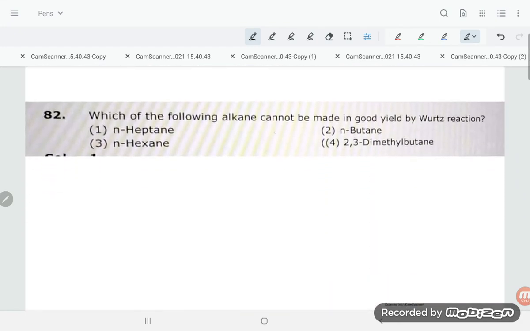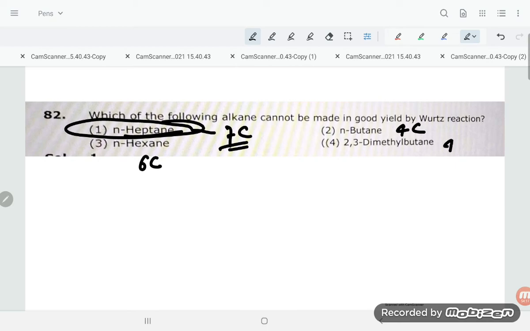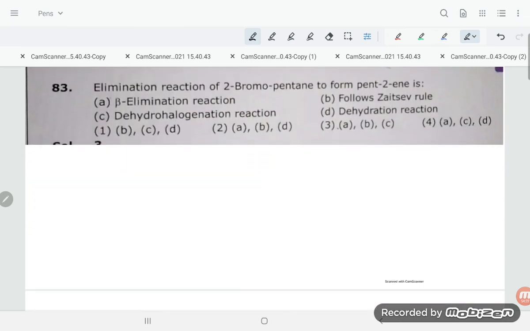82. Which of the following alkanes cannot be made in good yield by Wurtz reaction? Okay. So Wurtz reaction, n-heptane: if you are preparing it, student, you will not be able to get a good yield. Okay. Wurtz reaction is used to prepare symmetrical alkanes. So symmetrical heptane has 7 carbons. So this is not possible. 6 carbon possible, 4 carbon possible, 4 carbon possible, but this is not possible. Option number 1.